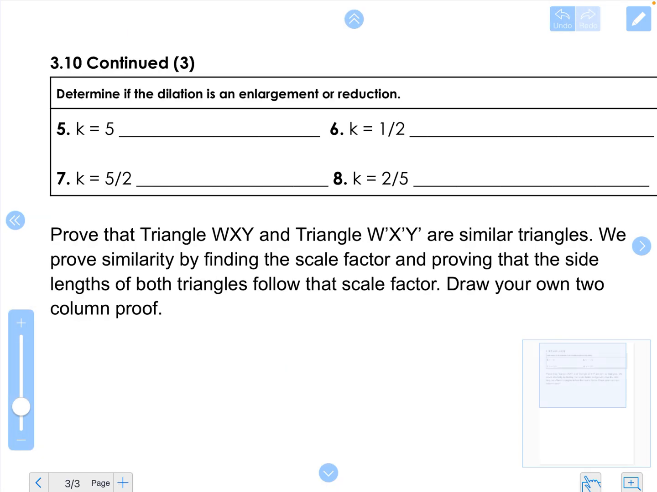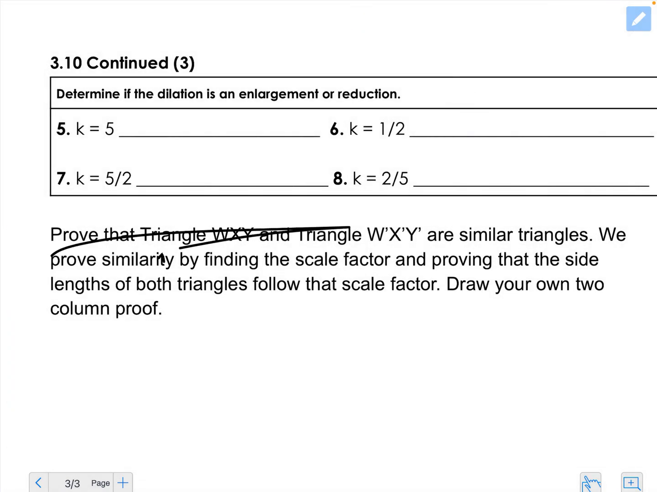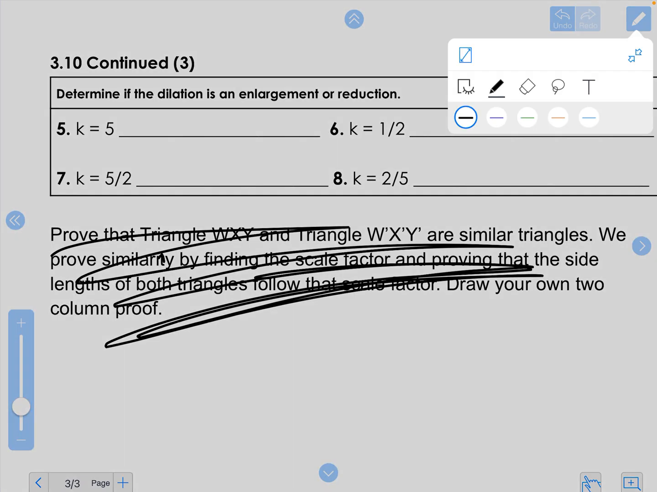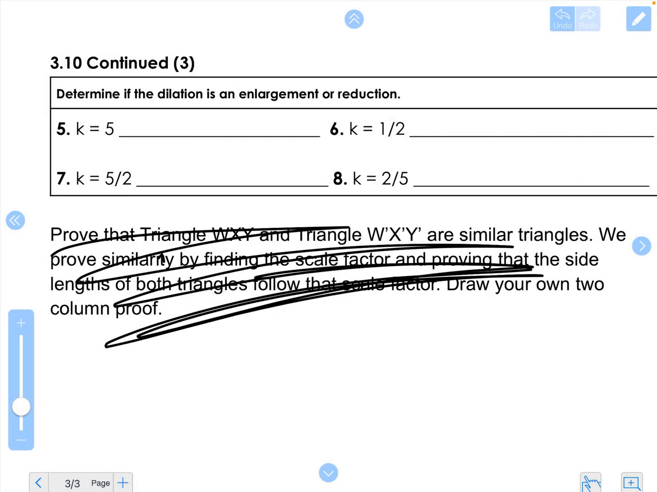So real quick, we're going to ignore all of this stuff down here. We're not going to do it. So we need to tell if it's an enlargement or a reduction. Remember, an enlargement is K greater than 1. A reduction is K less than 1.